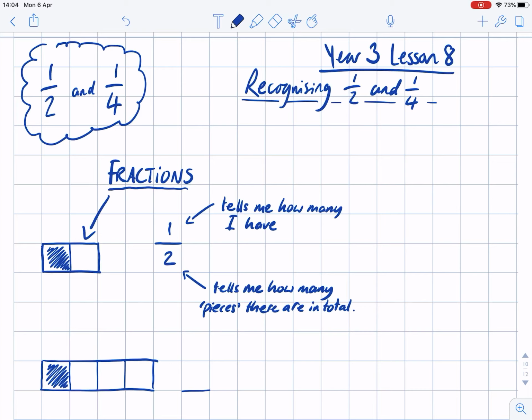So you can see this first example here. I've split my rectangle into two equal pieces and I've shaded one of them. By here, I've written it as a half. The number above the fraction line tells me how many I have, usually how many I've shaded. If I go over the blue with my red, how many have I shaded? I've shaded one of the fractions. And then the number below the line tells me how many pieces there are in total. So I've got my shaded fraction and my unshaded fraction. So altogether I've got a half.